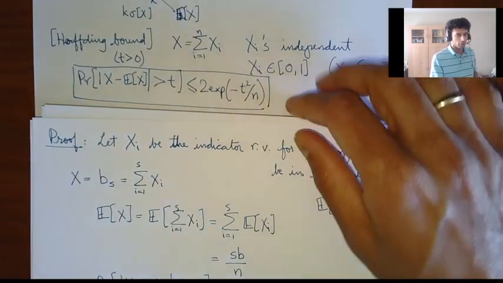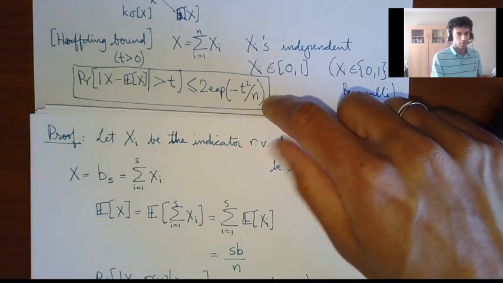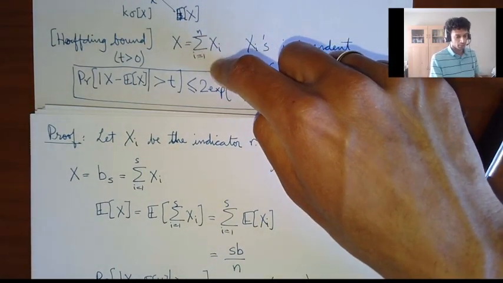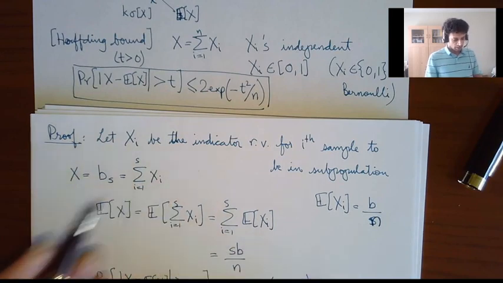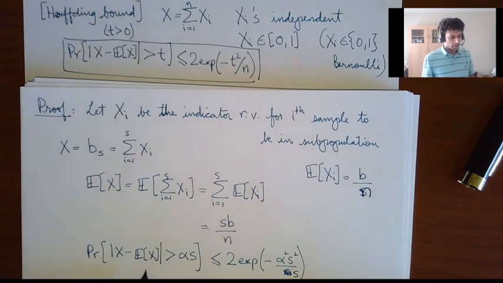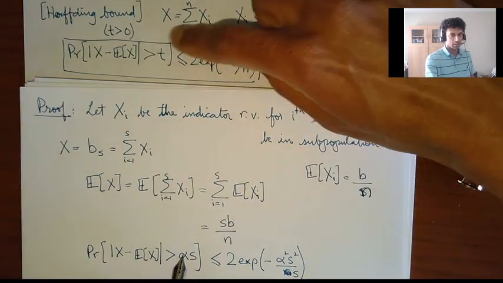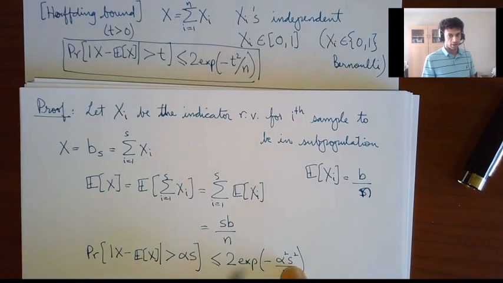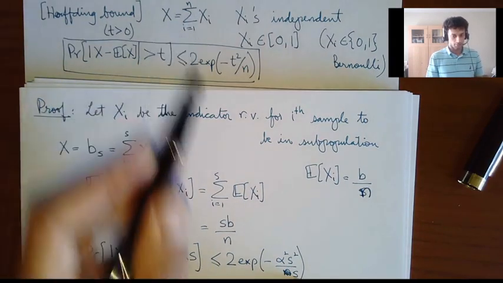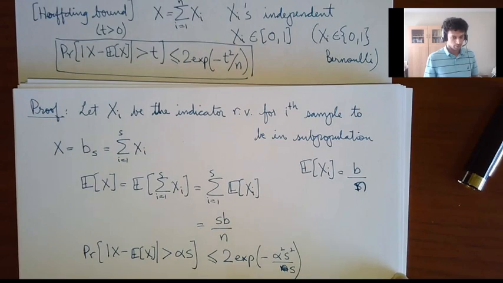So I'm sorry, there's a bit of overloading of notation here. The n over here is the number of random variables, which is little s. And so what you said is that the probability of deviating by alpha s, that is t, is 2 times e to the minus t squared, that's alpha squared s squared, divided by the number of random variables involved, which is s. So you get exactly this. Okay, so that's going to cancel out.